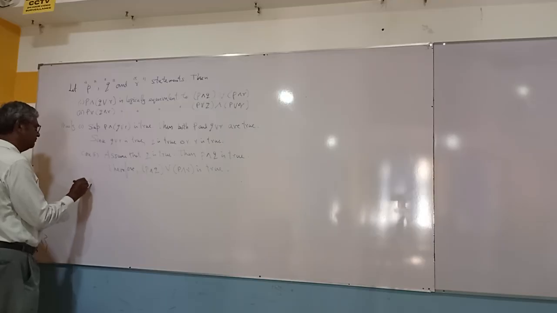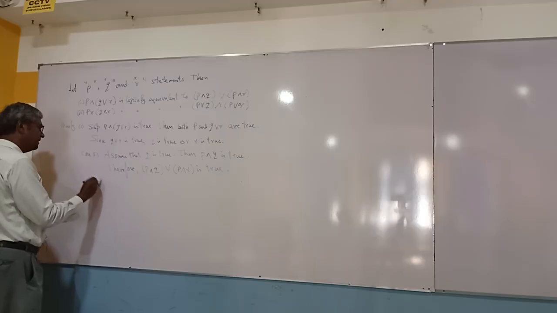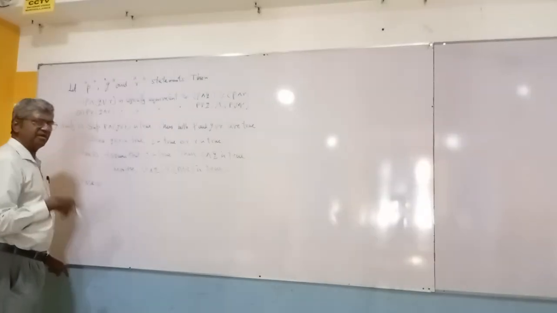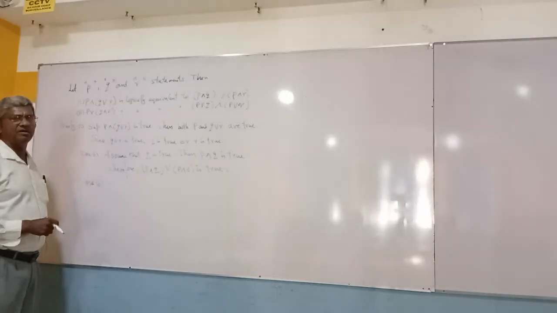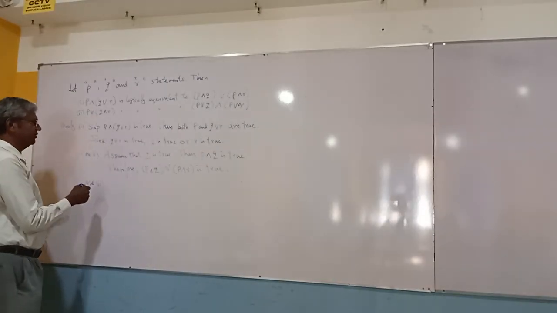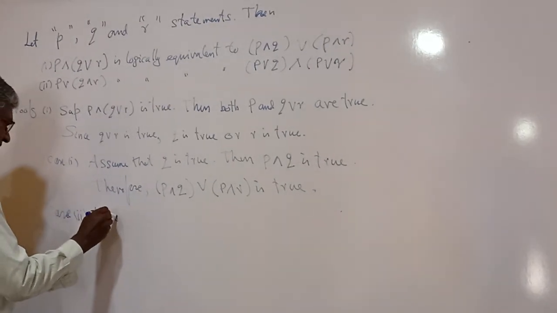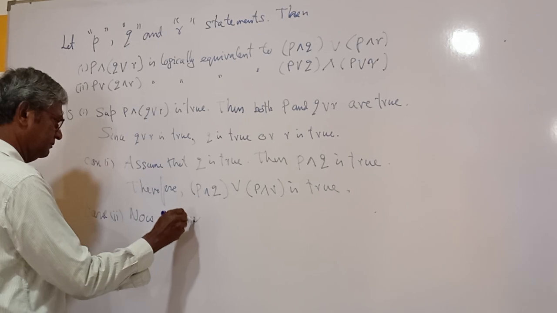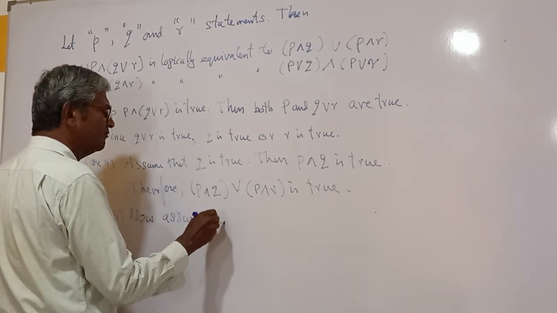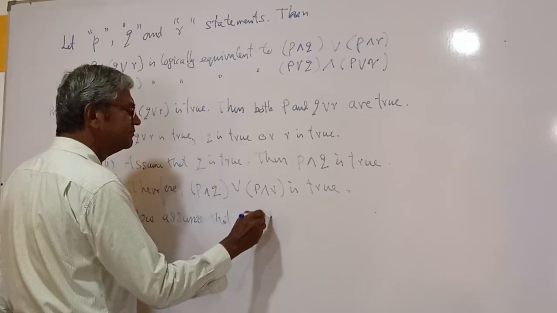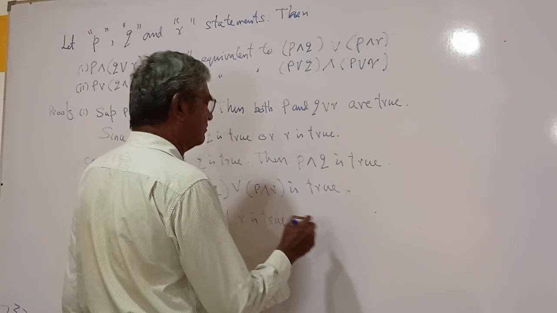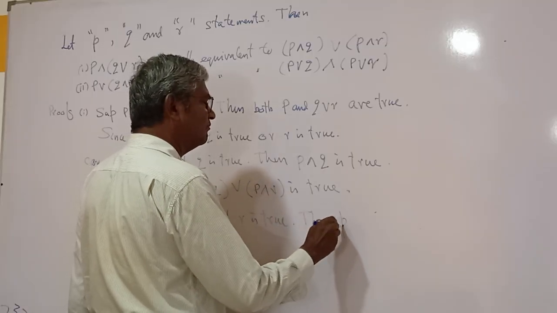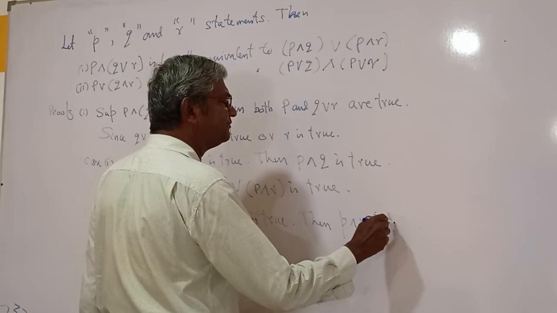Now case 2. We need to be able to write very little things. In the proofs, what you get is not little, but this background helps a lot. Okay, now what is case 2? Now assume that R is true. Then P and R is true.